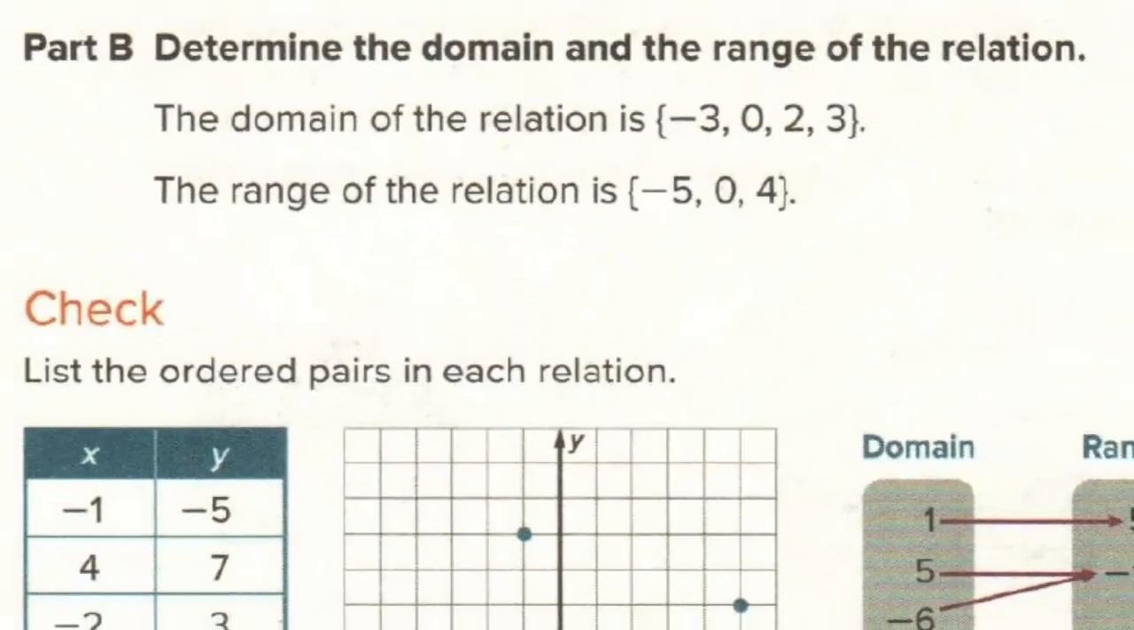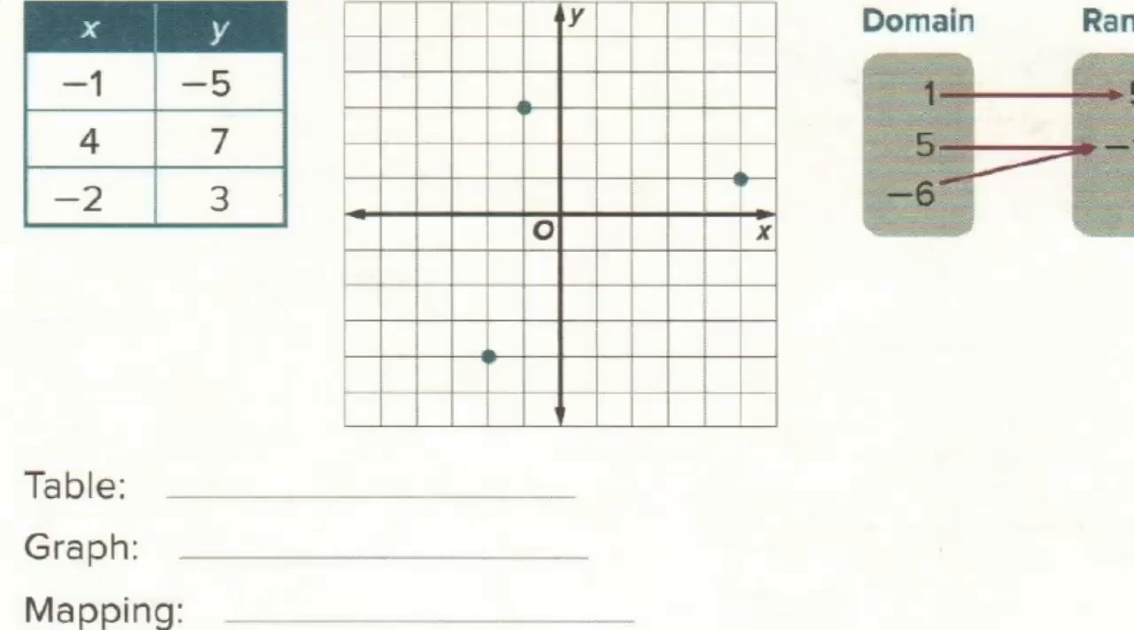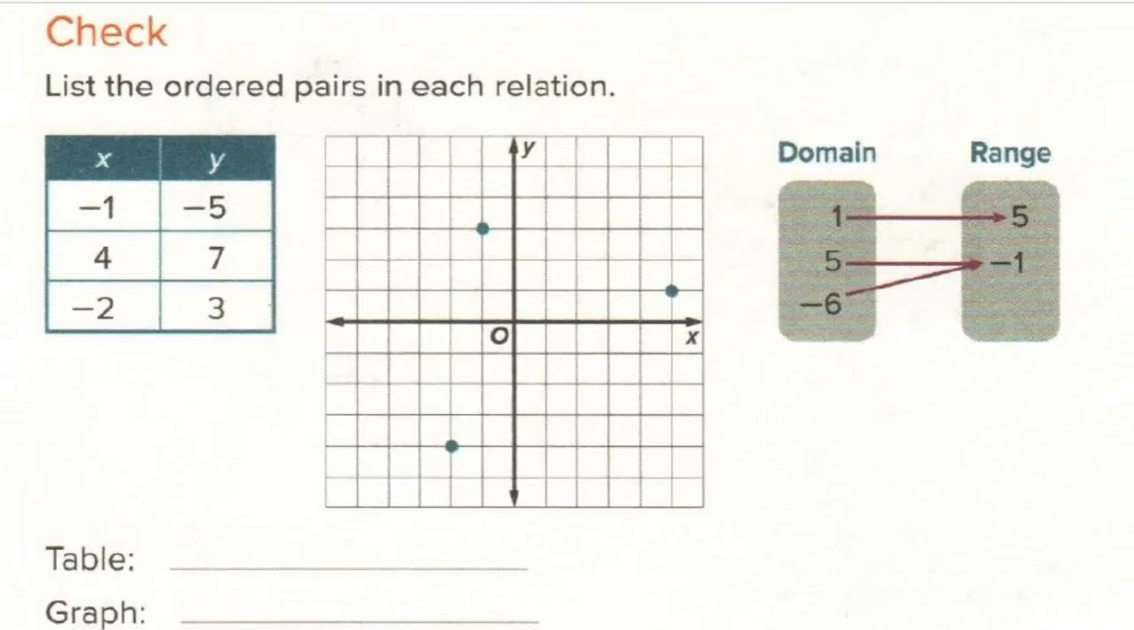Part B, determine the domain and the range of the relation. Well, again, the domain is just the x values, the input values, the numbers on the left, and the range was the y values, the numbers on the right. Go ahead and pause the video and attempt to check.